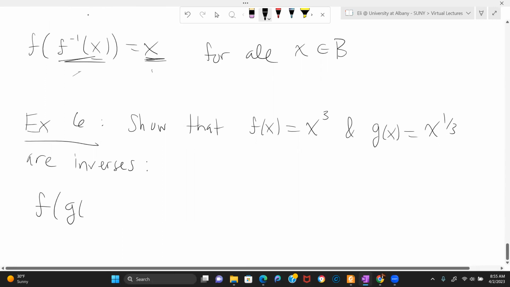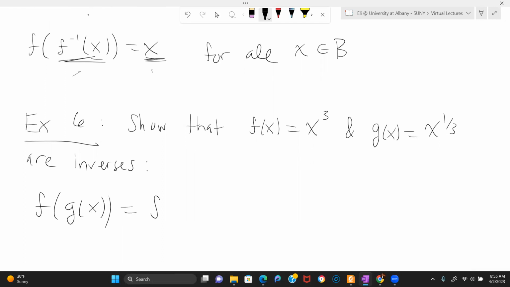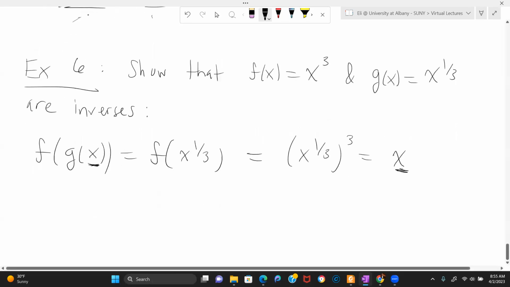So let's do f composed of g of x. That's going to be f of x to the 1/3, because that's what g of x is defined to be. And what does f do? It cubes it. So it's going to be x to the 1/3 cubed. The 1/3 and the cube, they're going to cancel to give you x. So look, f composed g takes a point x and sends it to x. So they undo each other in that direction.